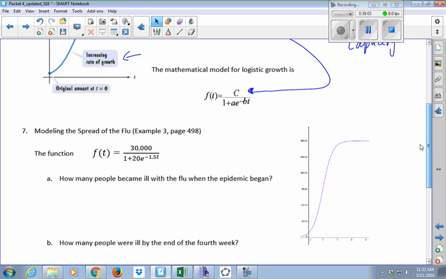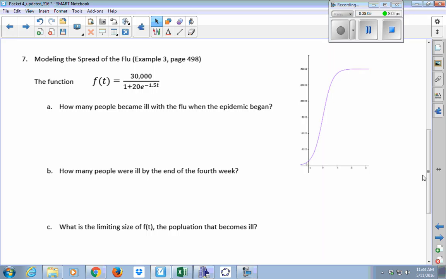So here's the type of thing you'll probably see on your final, although you'll be able to see these numbers really clearly so that you wouldn't necessarily have to work with the formula. You can read the values right off of the graph. But this is right out of your book. It's example 3 on page 498. I put this in through GeoGebra. As you can see, this is an S-shaped curve.